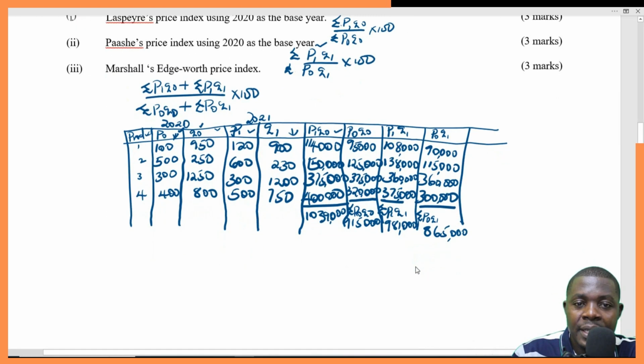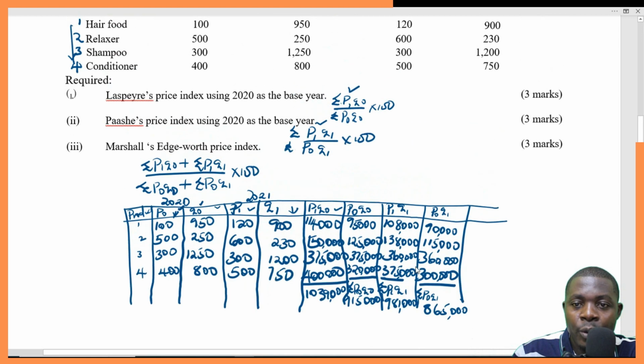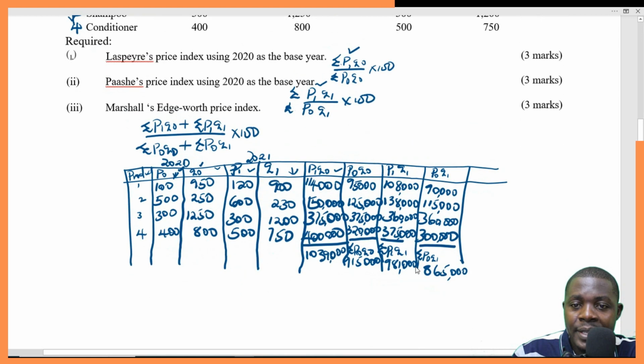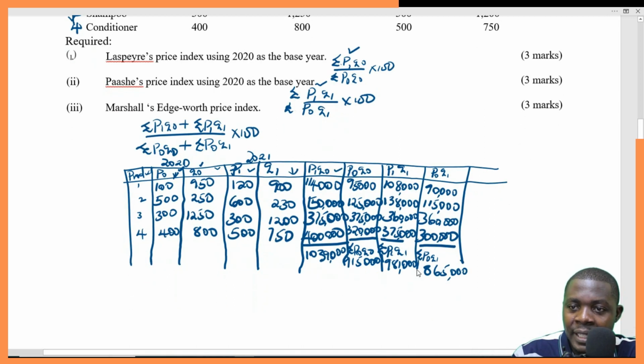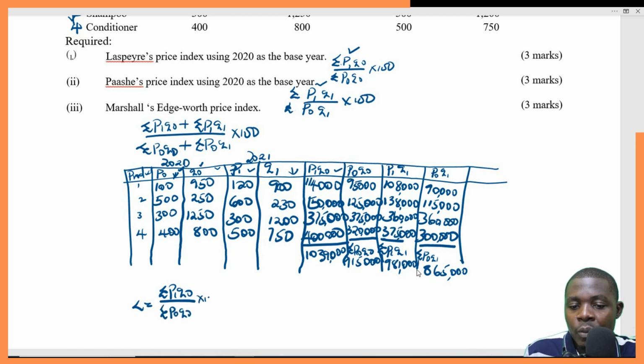Now in that case, it becomes easy for us to present the Laspeyres price index using 2020 as the base year. That is what we have done. Now the Laspeyres formula, we say that is equal to the summation of P1 Q naught over the summations of P naught Q naught, we multiply by 100.